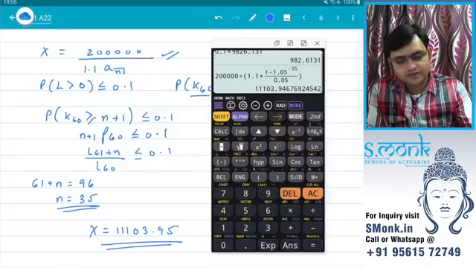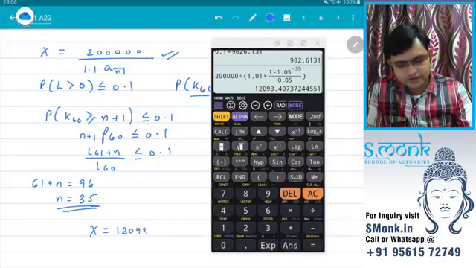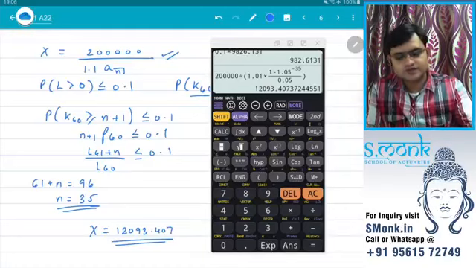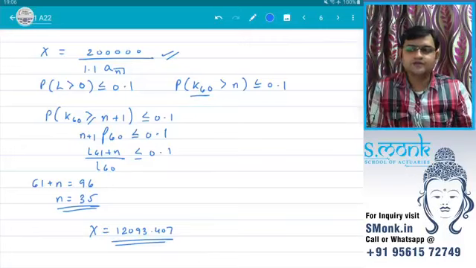Okay, I made a small mistake. Instead of 1.01, I have written 1.1. Yes, it is this. We have 12,093.407. This is the amount of annuity that we'll pay.